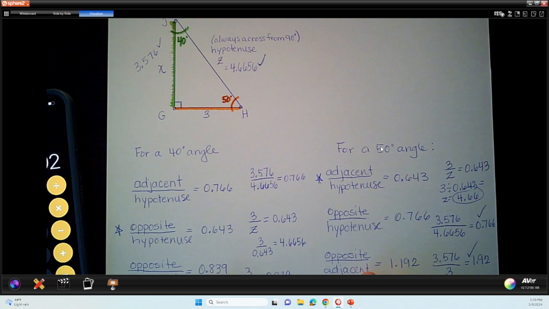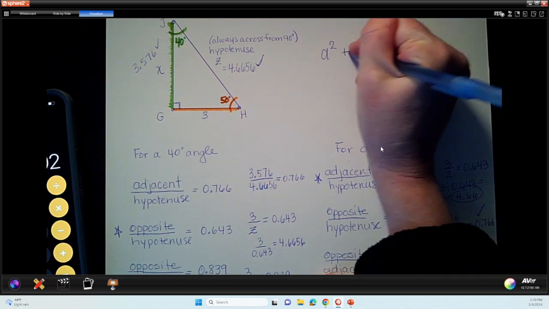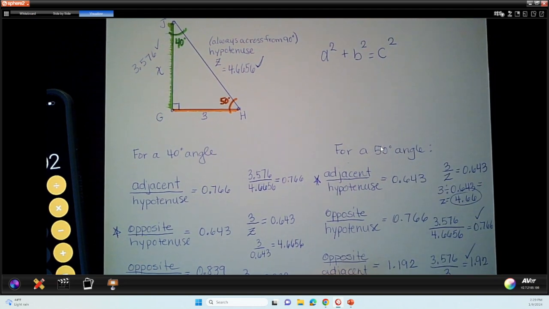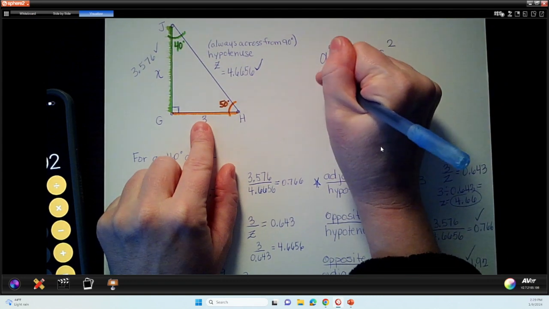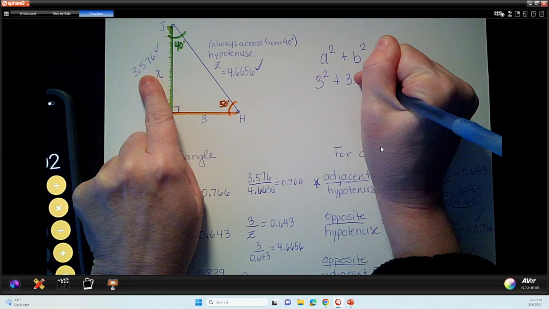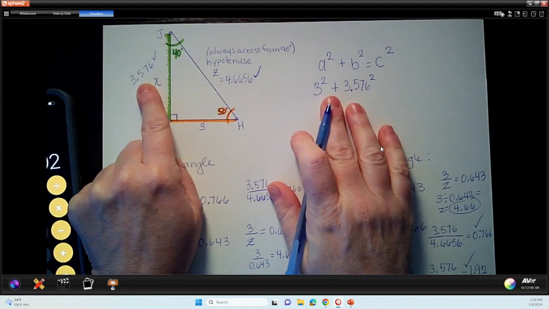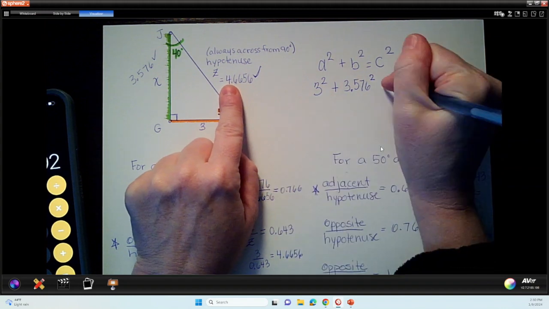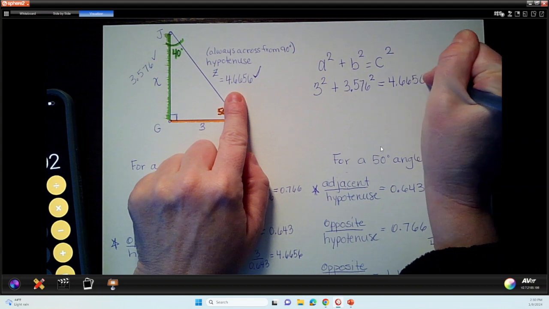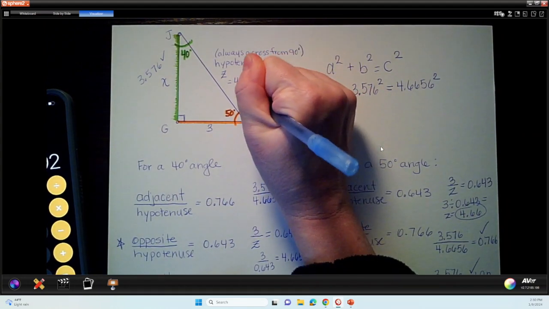Now, watch the coolest thing ever. Remember that? A squared plus B squared equals C squared, right? Remember that. 3 squared plus this squared, and I'm going to use 3.576 even though it's a big number, because remember, the closer I am to the actual answer, the closer I will get to this. And this should equal 4.6656 squared.